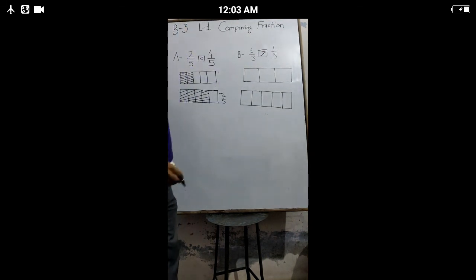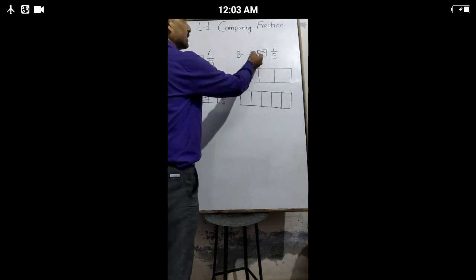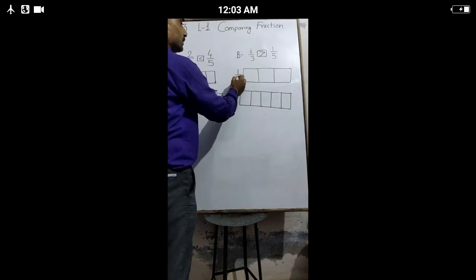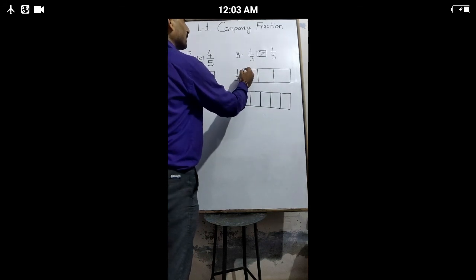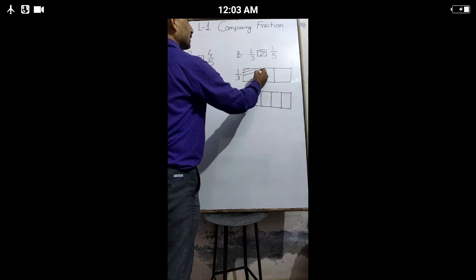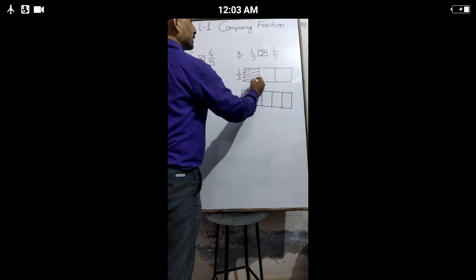And how can you say that? Children, I am going to show you from the picture. This is for 1 upon 3. So 3 equal parts, 1, 2, 3. I have to color 1 part. So children, this picture shows 1 upon 3.